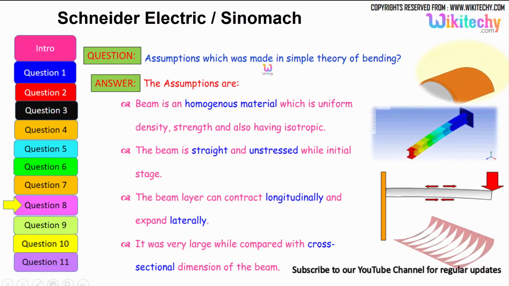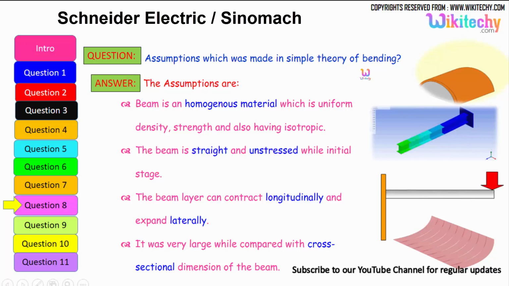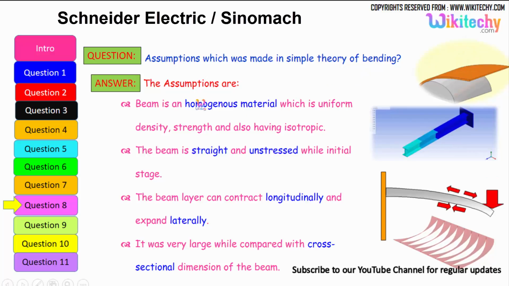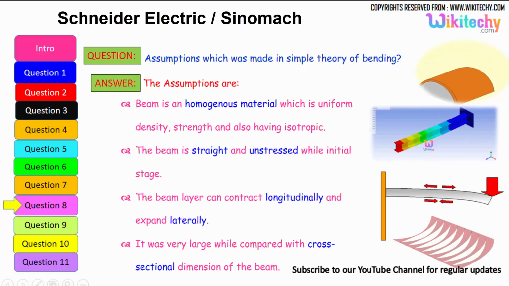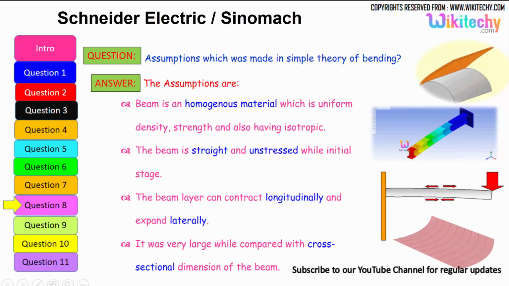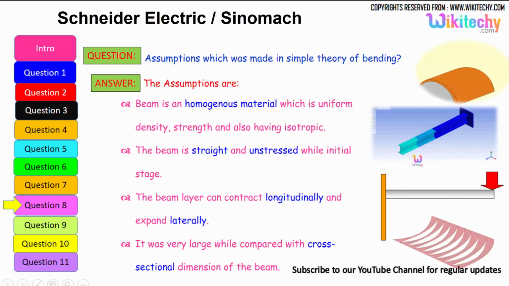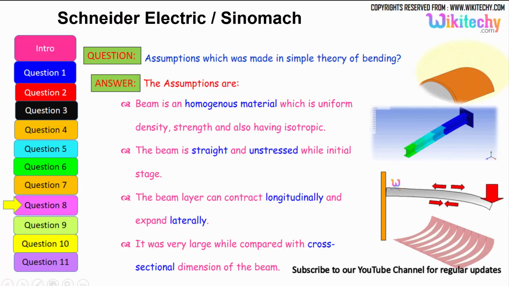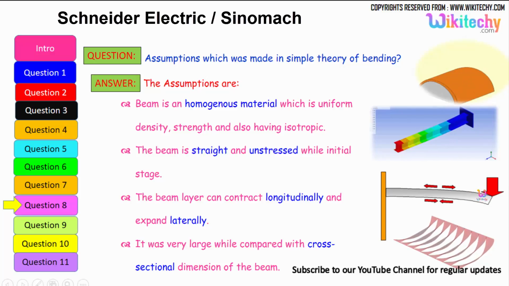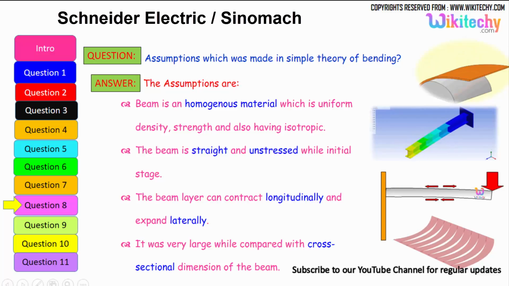What are the assumptions made in the simple theory of bending? That's the question. The assumptions are: the beam is a homogeneous material of uniform density, strength, and also isotropic. The beam is straight and unstressed in the initial stage. That's the second assumption.